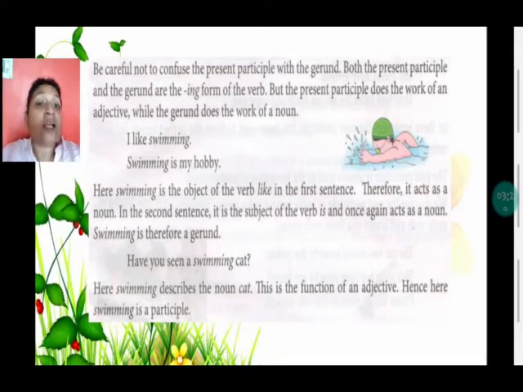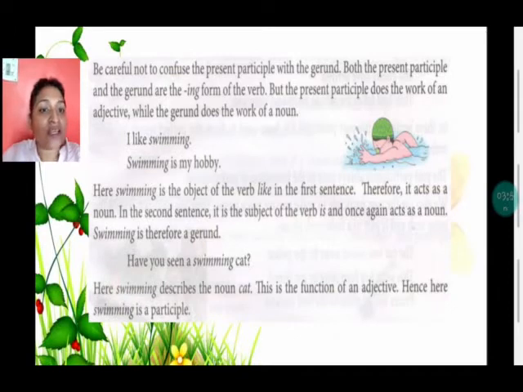Okay, as I said, like: I like swimming. Now swimming is an activity. Here it is used as a noun. So this ing is gerund. Swimming is my hobby. Here swimming is the object of the verb like in the first sentence. Therefore it acts as a noun. In the second sentence it is the subject of the verb and once again acts as a noun. And so therefore it is gerund.